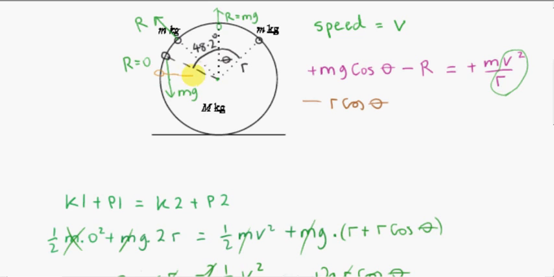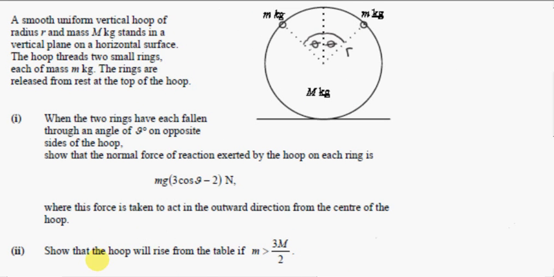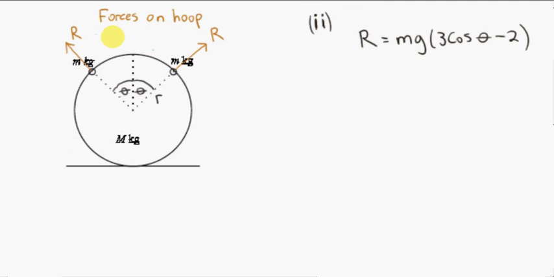So the hoop will pull on the ring, and by Newton's third law, the ring will pull on the hoop. Now in part 2, we want to show that the hoop will rise from the table if little m is greater than 3/2 big M. Okay, so now we need to look at the forces acting on the hoop.